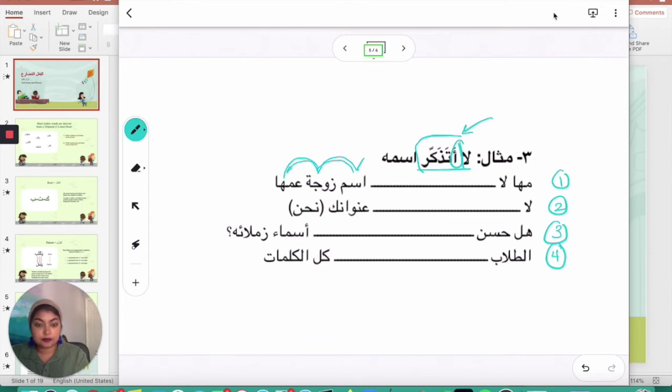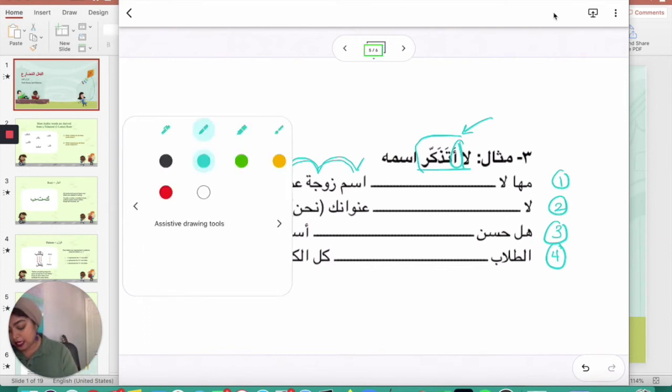Remember, Am is on which side of the family? في عائلة الوالد أو الوالدة. في عائلة الوالد. So that is her dad's brother. So her dad's brother, his wife, her name. That's the thing she doesn't remember. Okay, so we take the verb أتذكر.